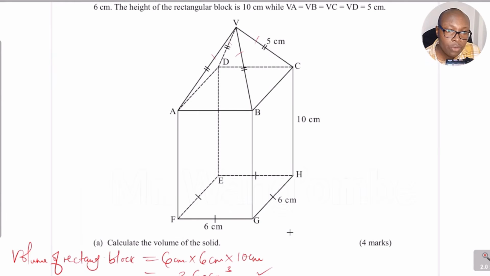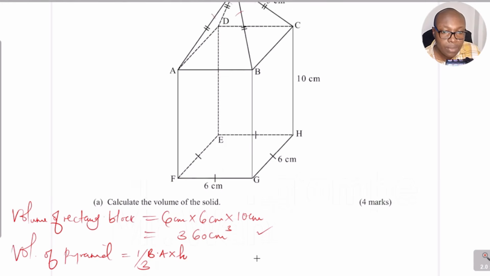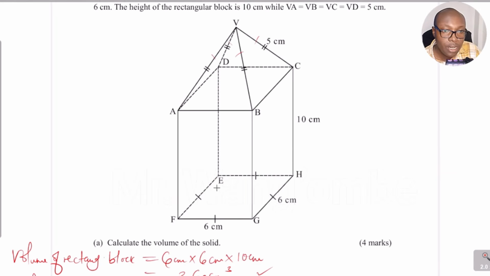Then we need to get the volume of the right pyramid. How do you get the volume of the pyramid? It is given by a third multiplied by the base area multiplied by the height. This is the formula for the volume of a pyramid. When you look at that pyramid, the base is there, it is 6 by 6. But what you're missing is the height. So we need to calculate the height.